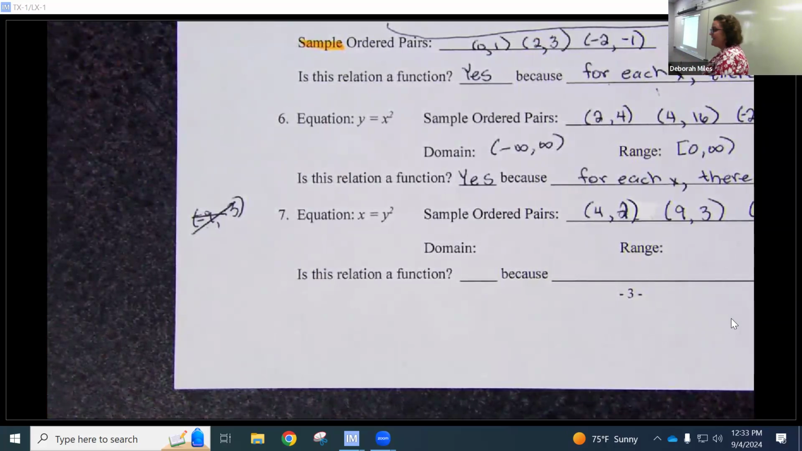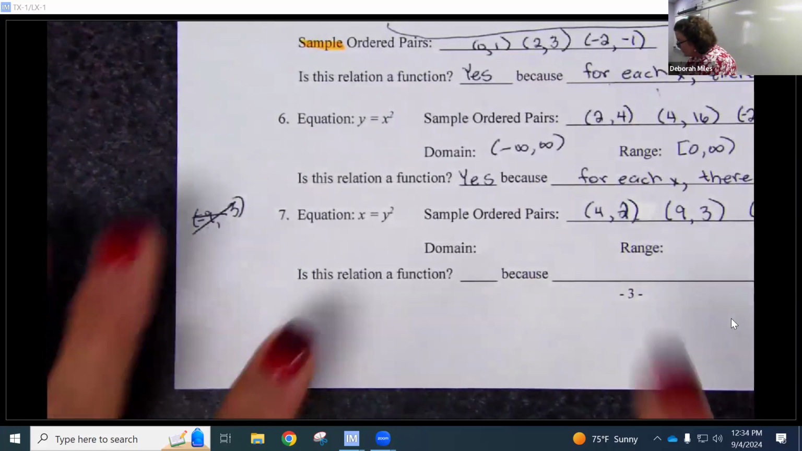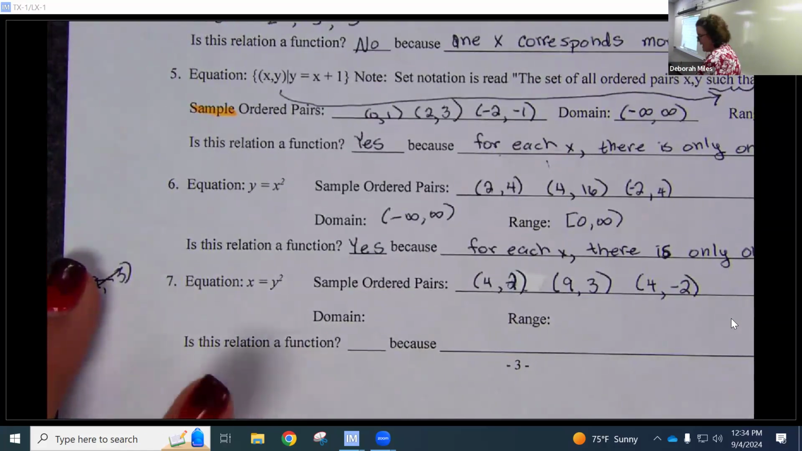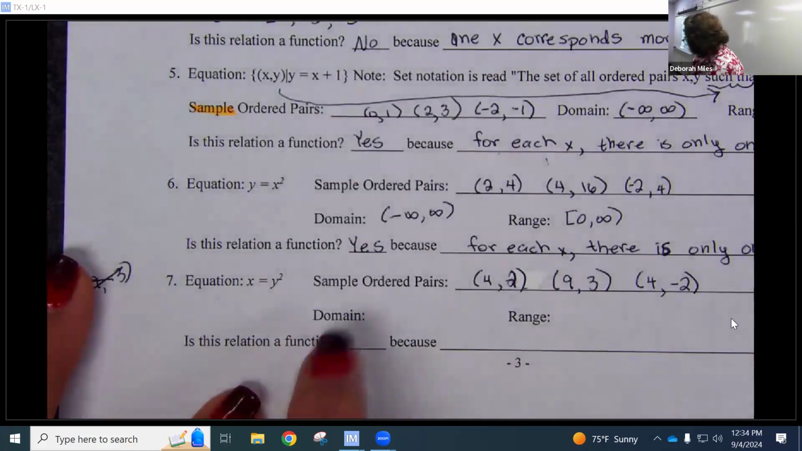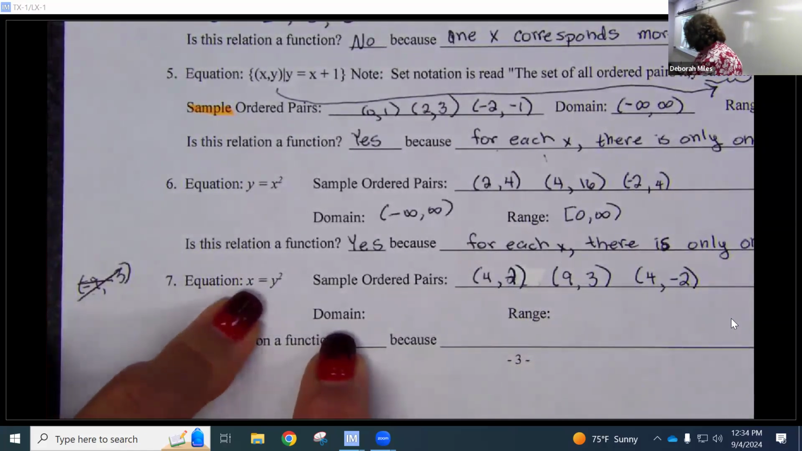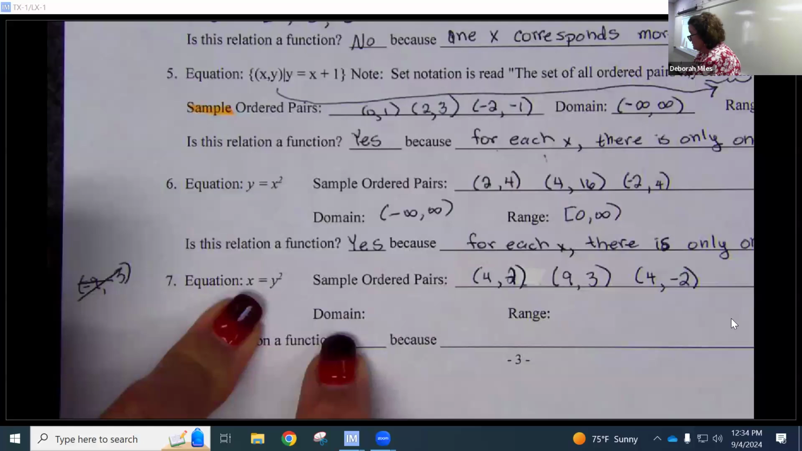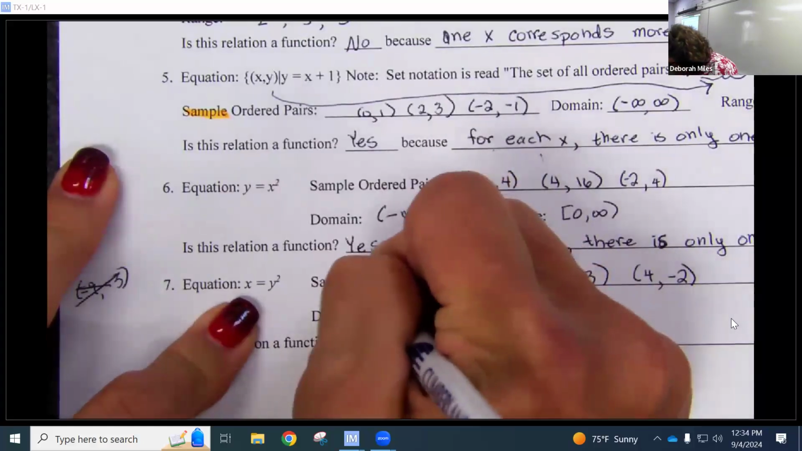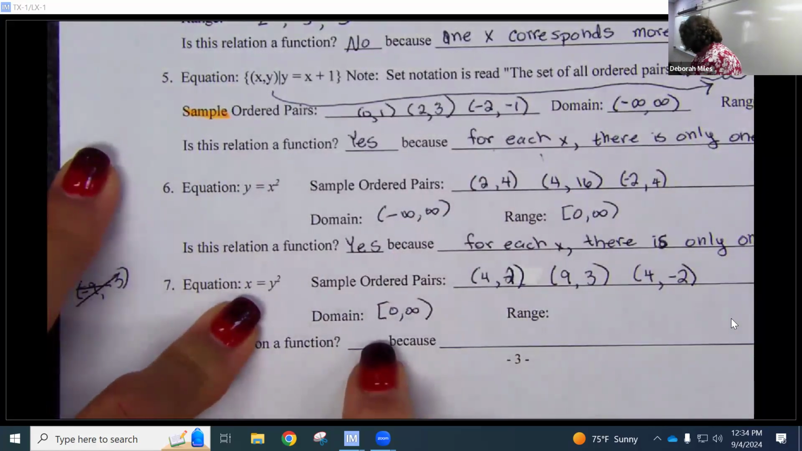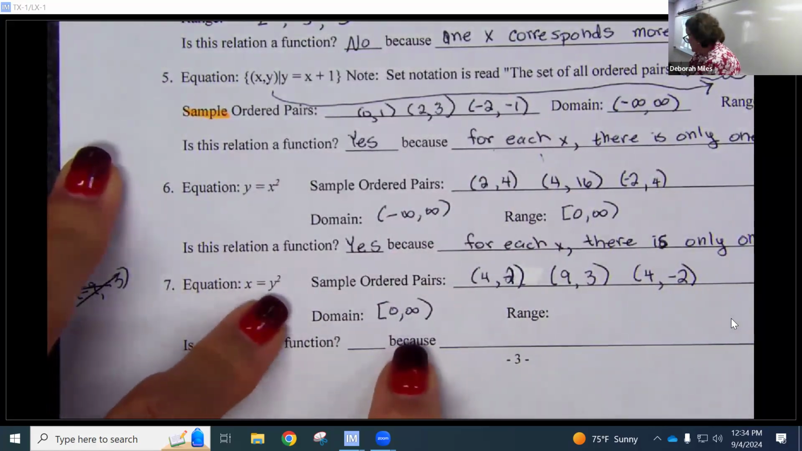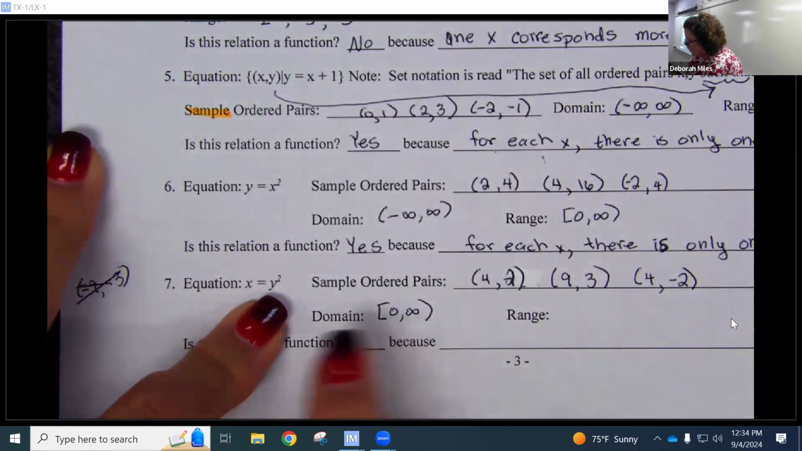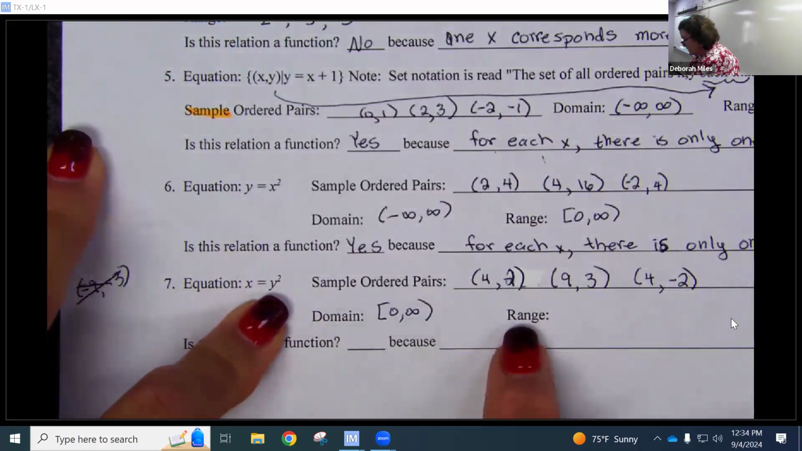When I said, can anybody give me such an ordered pair with a negative x? Several people went, no, nobody can do that. Because the domain, what x can be, doesn't include negatives. It's 0 to infinity, the only x's you can get from squaring y's. Domain's always your x's, range is always your y's.